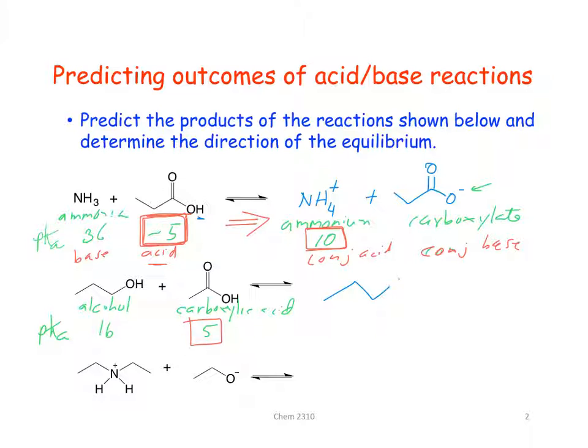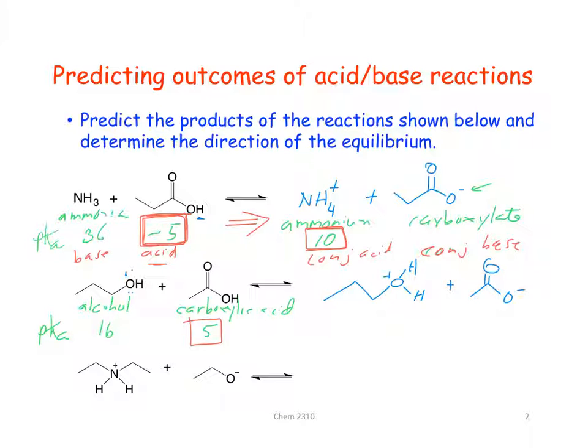So this is going to pick up a proton on the oxygen. That's the only atom on the alcohol that has non-bonding electrons that can form a new bond. So we get what's called an oxonium ion plus the carboxylate anion.